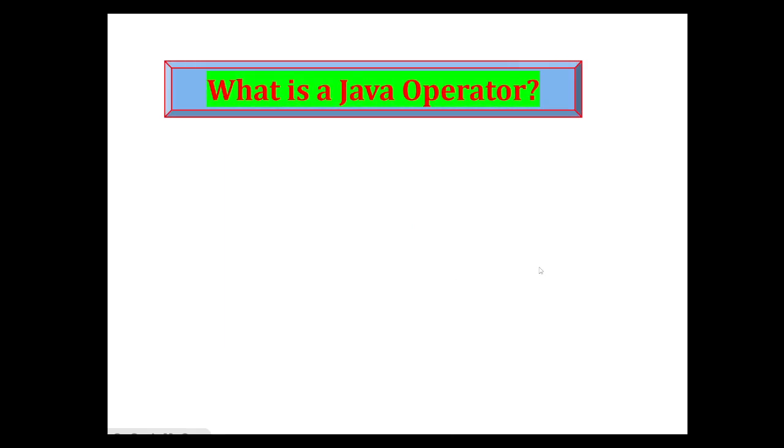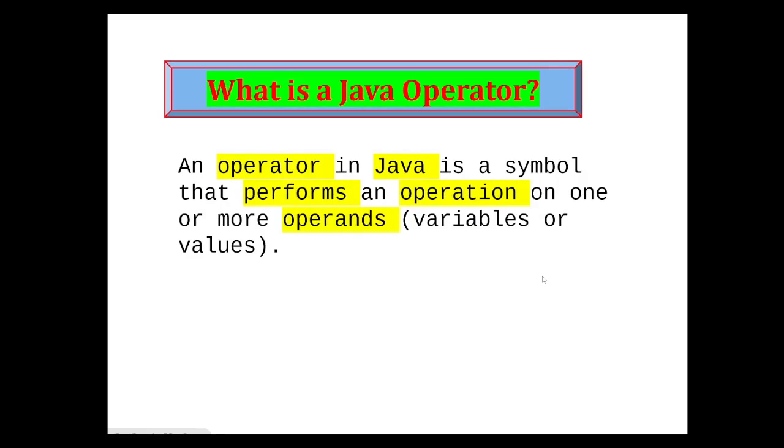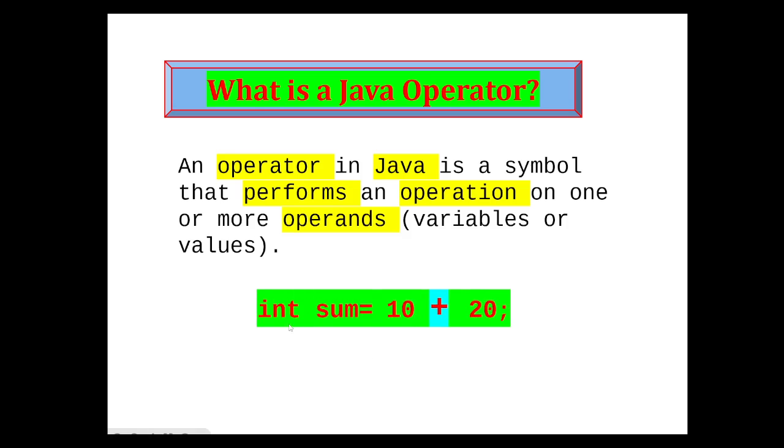So what is a Java operator? An operator in Java is a symbol that performs an operation on one or more operands. Let us understand it with an example. This is the statement int sum is equal to 10 plus 20. You can see this plus sign is highlighted. This is nothing but an operator in Java. Here this is an arithmetic operation, this plus sign, which will perform the addition of these two numbers. So this is one operator.